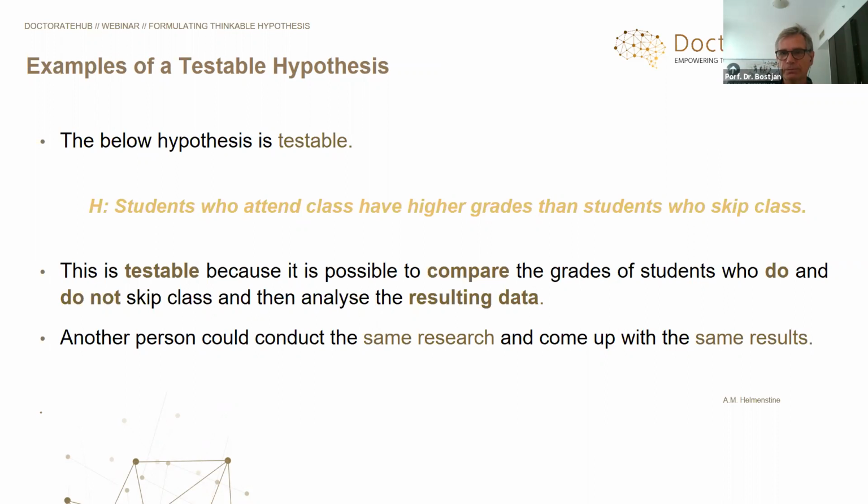And here just a few examples. What do we understand under hypothesis is testable? For example, this one. The students who attend class have higher grades than students who skip class. That is clear. I will be actually measuring, observing the students who are in the class and then compare that to the ones who were not in the classroom. Two groups, and the outcome are the grades, and that's quite clear. You see everything. If you read that, it's totally clear what you want to do.